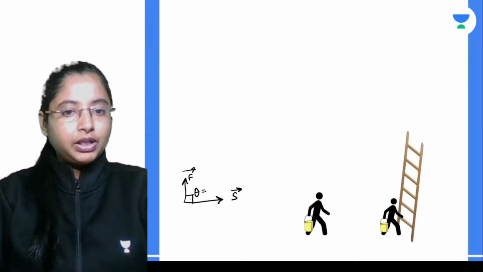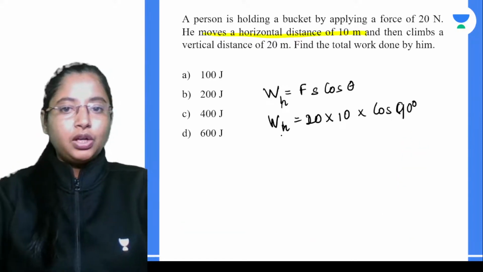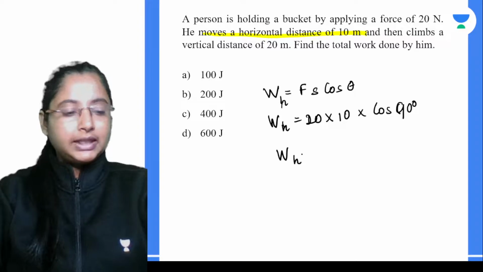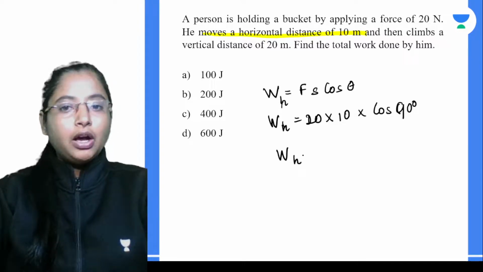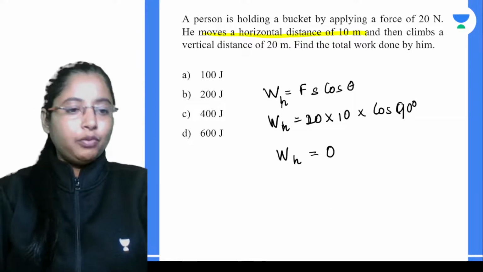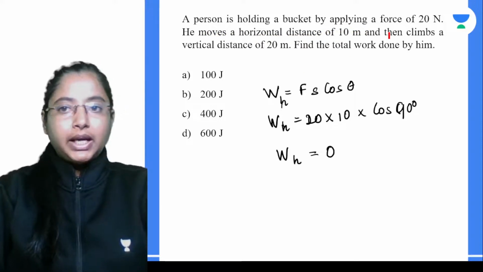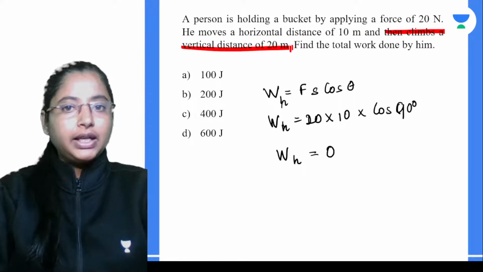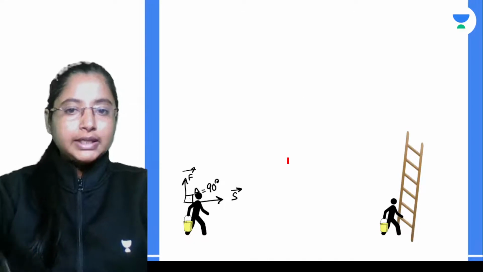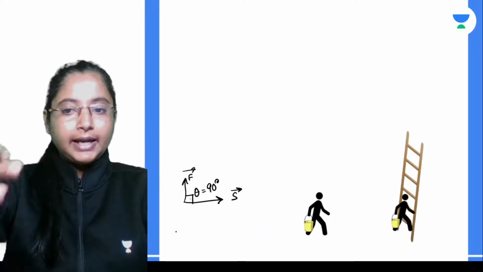So the angle between them is actually 90 degrees, right. Cos 90 we know is 0. So the work done when he is carrying the bucket and moving in the horizontal direction is basically 0, right. Then what we are seeing in the question is that he climbs a vertical distance of 20 meters. For example, let's take it as him climbing a ladder.